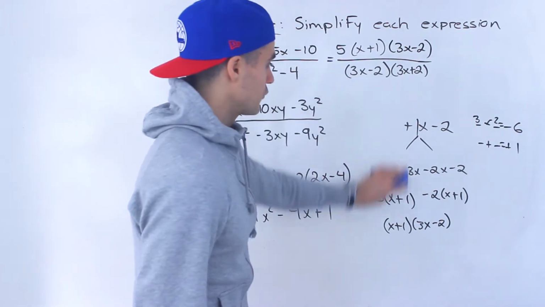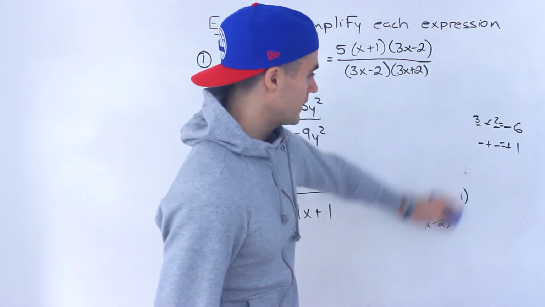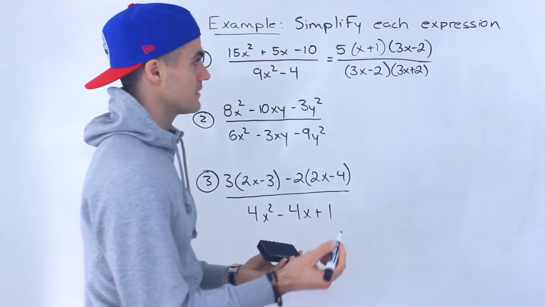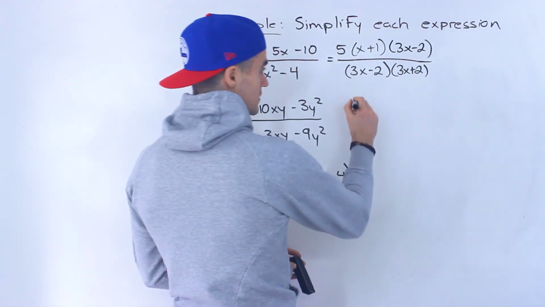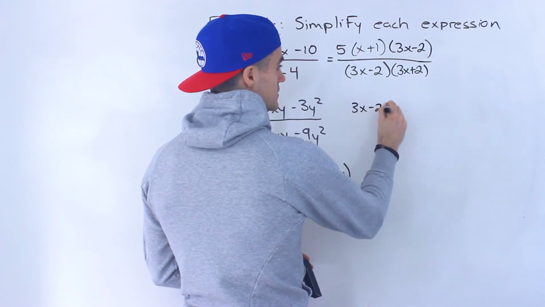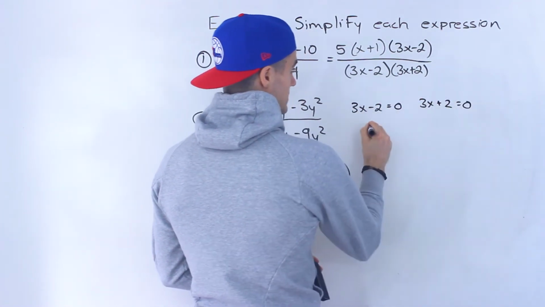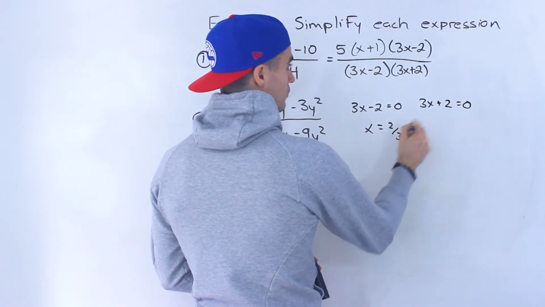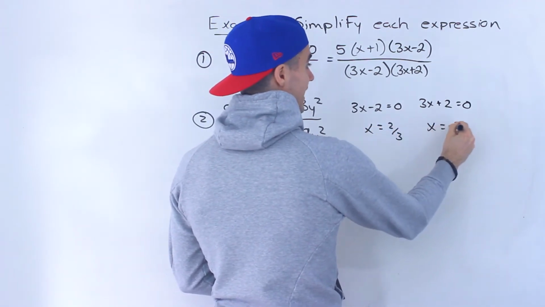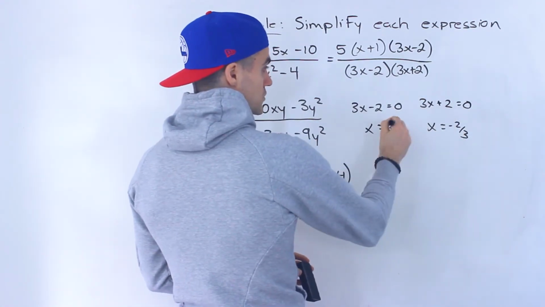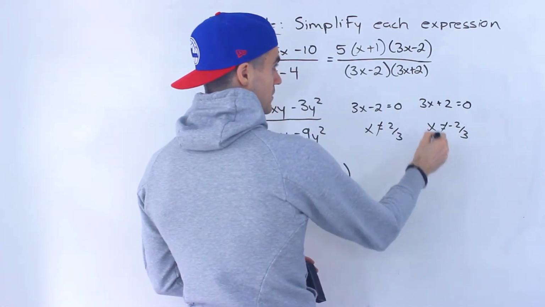Now from here, before simplifying, what you want to do is get the restrictions. So basically, what x values make the denominator equal to 0? Well, when does 3x minus 2 equal 0? When does 3x plus 2 equal 0? That's going to happen at an x value of 2 over 3. This is going to happen at an x value of negative 2 over 3. So we've got the restrictions. x can't be this, x can't be that.